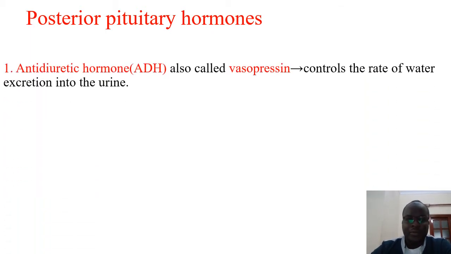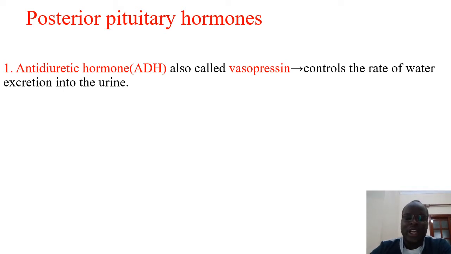The first hormone is antidiuretic hormone, or ADH, which is also called vasopressin. It controls the rate of water excretion in the urine. So how much water is excreted in the urine is controlled by ADH, antidiuretic hormone. From the name itself, it is going to bind to ADH receptors. The ADH receptors are the V2 receptors.